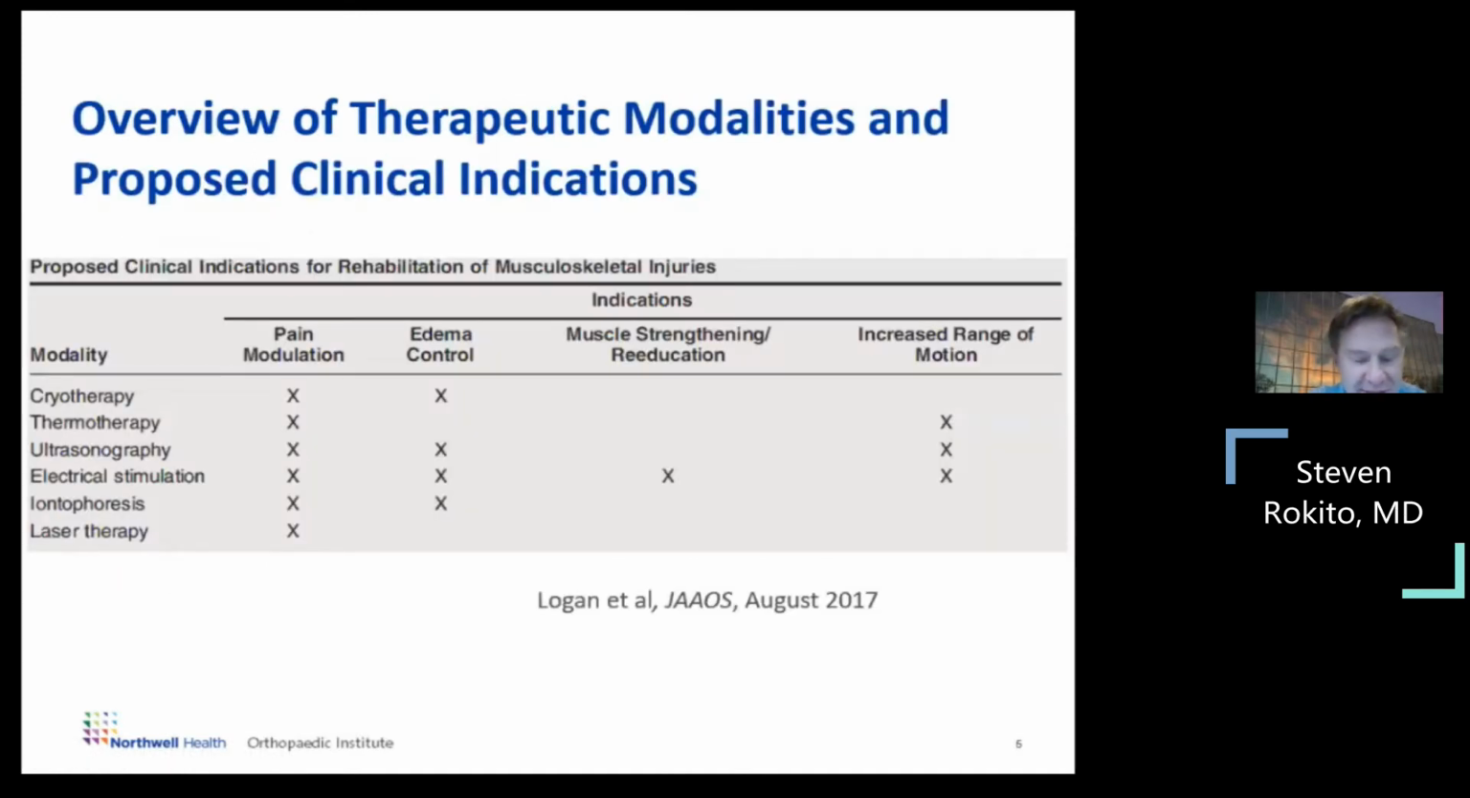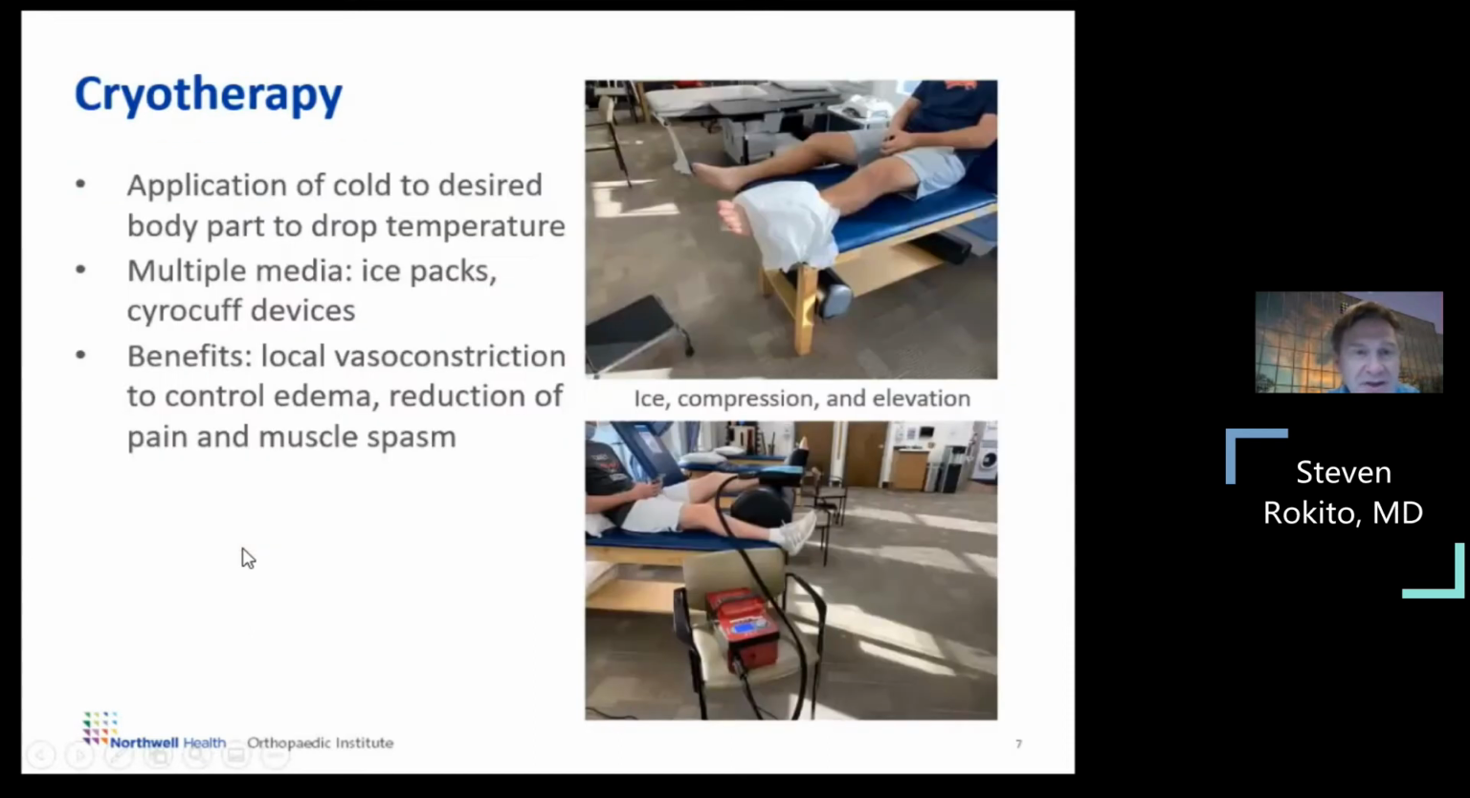So what does the literature and science say about the efficacy of these modalities with regards to pain modulation? Well, you can see the X's here under pain modulation: cryotherapy, thermotherapy, ultrasound, electrical stimulation, iontophoresis, and laser therapy all have evidence to support their use for pain modulation. So let's touch on a few of these.